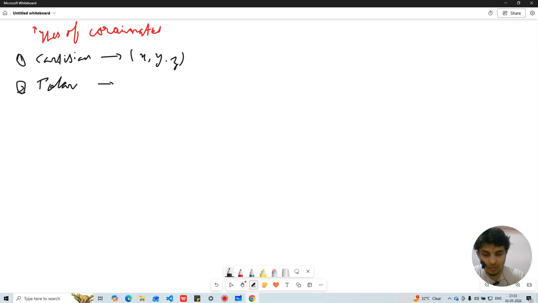Polar coordinates. Polar coordinates are a way to describe a point in a plane using distance and angle instead of the usual xy grid. So if we say polar coordinate, okay, let's start with Cartesian.